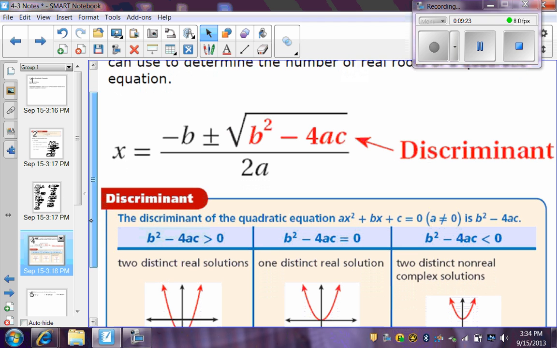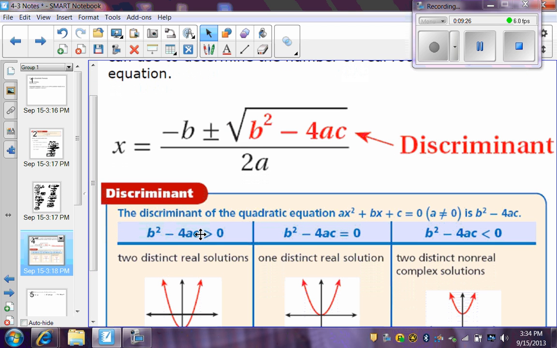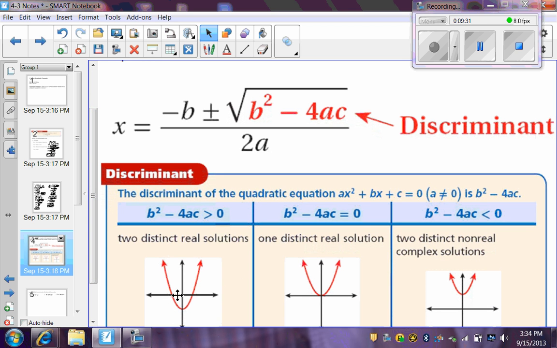So, what does this tell us? If you solve b squared minus 4ac and you get something greater than 0, that tells you that you have two real solutions. So the graph would actually cross the x-axis in two places. If you get 0 itself, then that tells you that there's going to be one real solution, so you would only see it cross the x-axis once. And if you find out that b squared minus 4ac is less than 0, then that tells you that there's two non-real complex solutions. So that goes into the imaginary numbers.